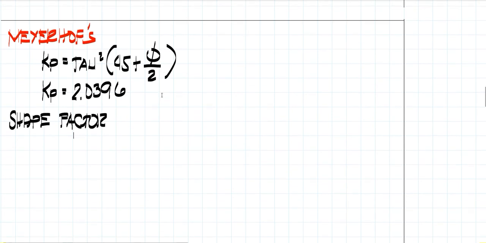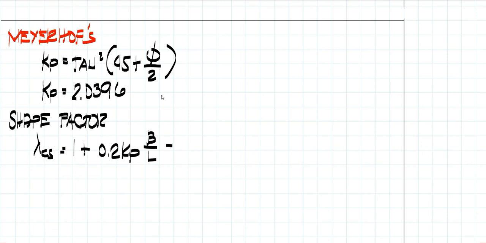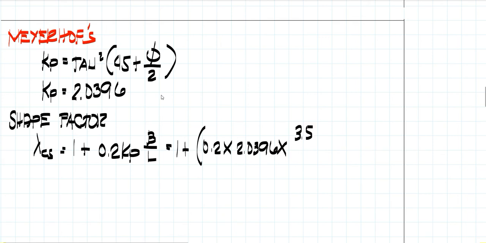So, that will be first yung lambda CS natin. The lambda CS is equal to 1 plus 0.2 kp B over L. So, hindi na kasi ito magiging 1.0 for this part kasi nga, this is a square. So, that will be 1 plus 0.2 times the kp, 2.0396, times B over L. So, that is 3.5 over 3.5. So, this will be 1. So, from this equation, we have the lambda CS equivalent to 1.4079.